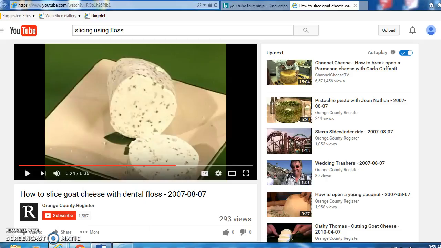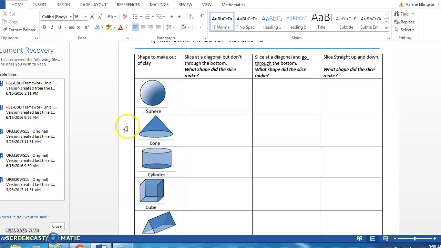So if you take out that worksheet, here's the worksheet. Here are all the different shapes we are going to make, starting with a sphere, a cone, a cylinder, a cube. You're going to make those out of clay, and then you're going to cut them based on these descriptions. If you have any questions, please put your cups to red to let me know that you need help, and work together as a team with your partners. Thank you.